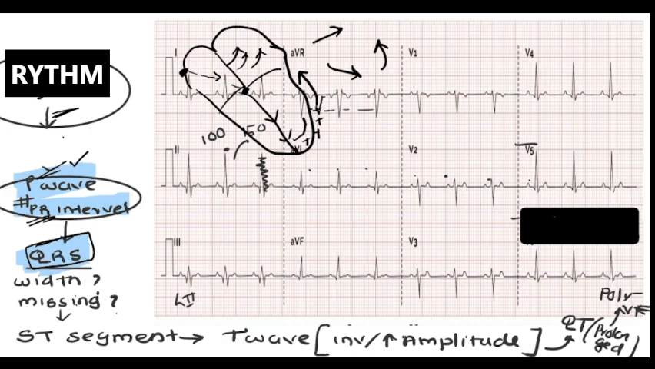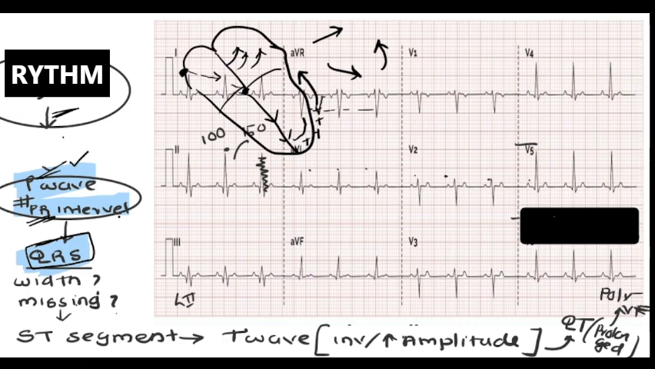Apart from looking at the QRS width, another important thing that we should look for in an ECG is whether the QRS is missing or not. Missing QRS complex after the P wave is also a kind of heart block. We have different types of heart block. One of them I already mentioned, that is prolonged PR interval, and another is missing QRS complex. Heart block, again, a separate lecture.